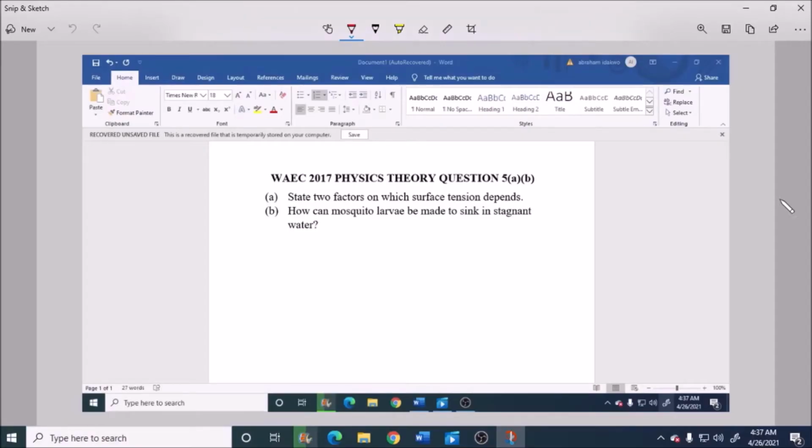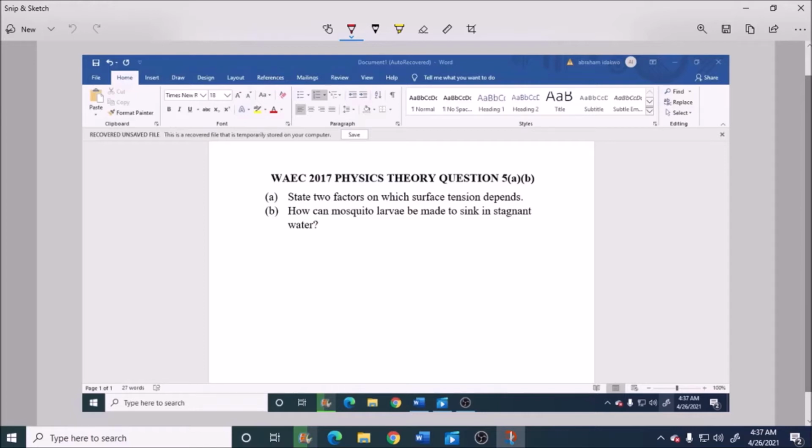Hello and welcome. Today I will be answering WAEC 2017 physics theory question number 5A and 5B. Now 5A says state two factors on which surface tension depends. Now B says how can mosquito larvae be made to sink in stagnant water?